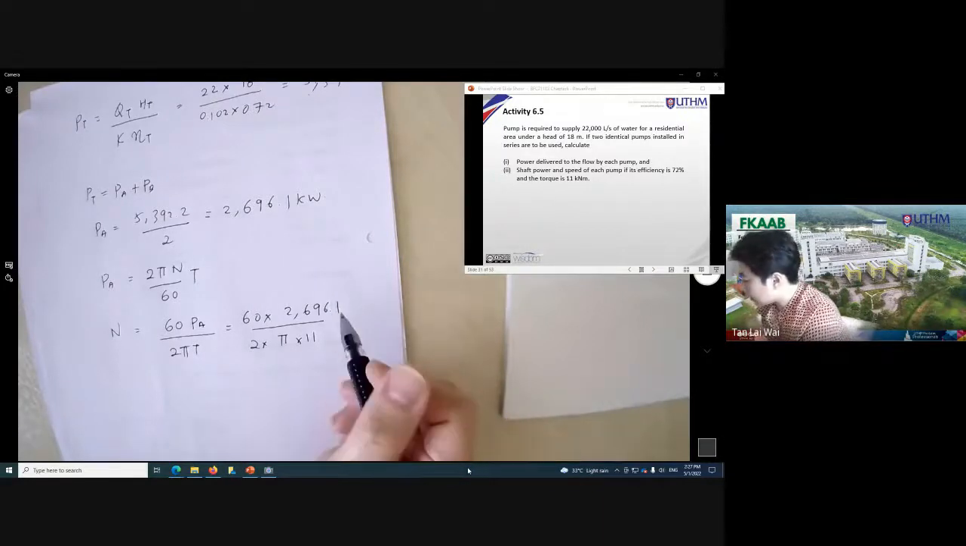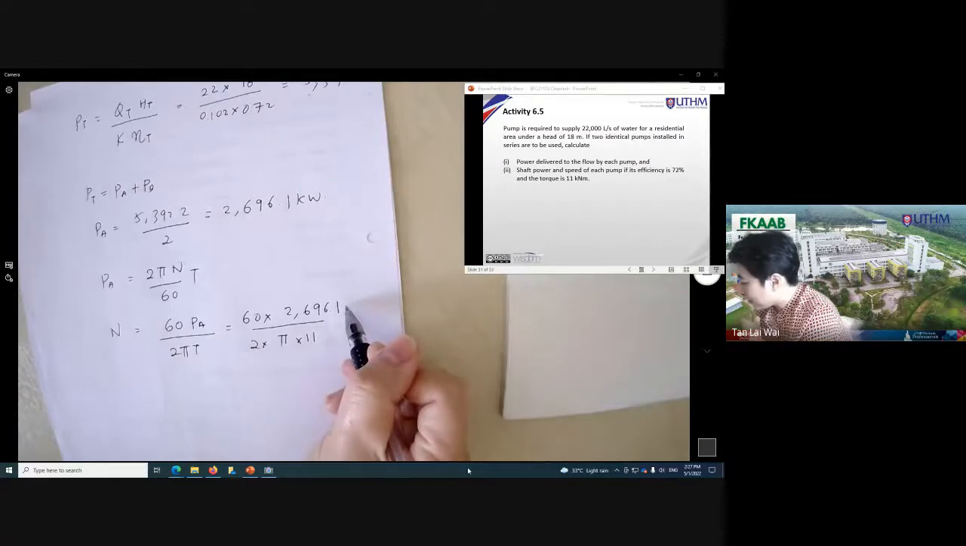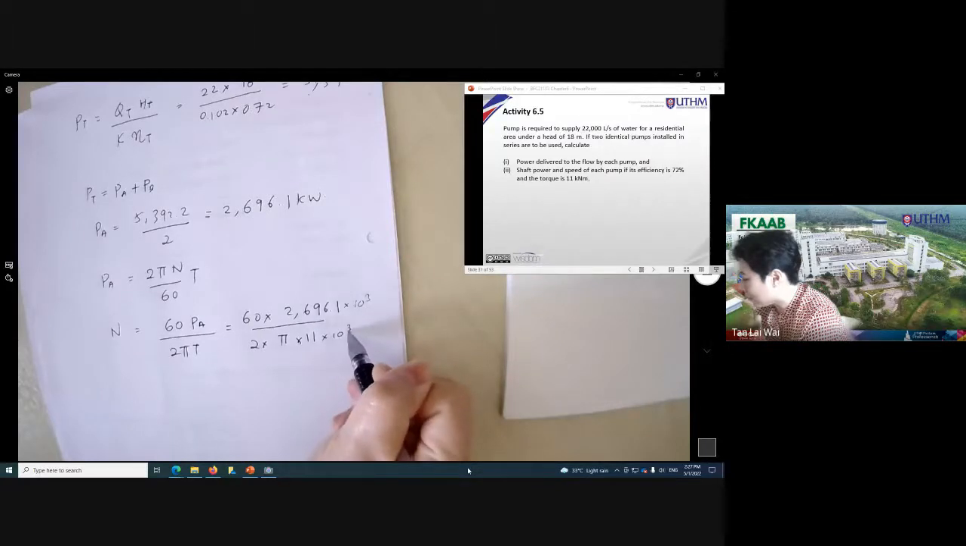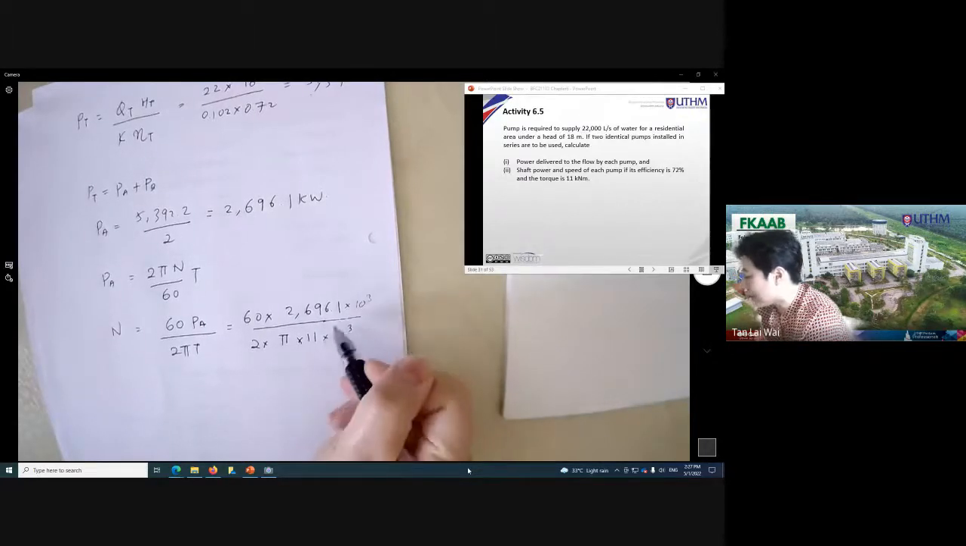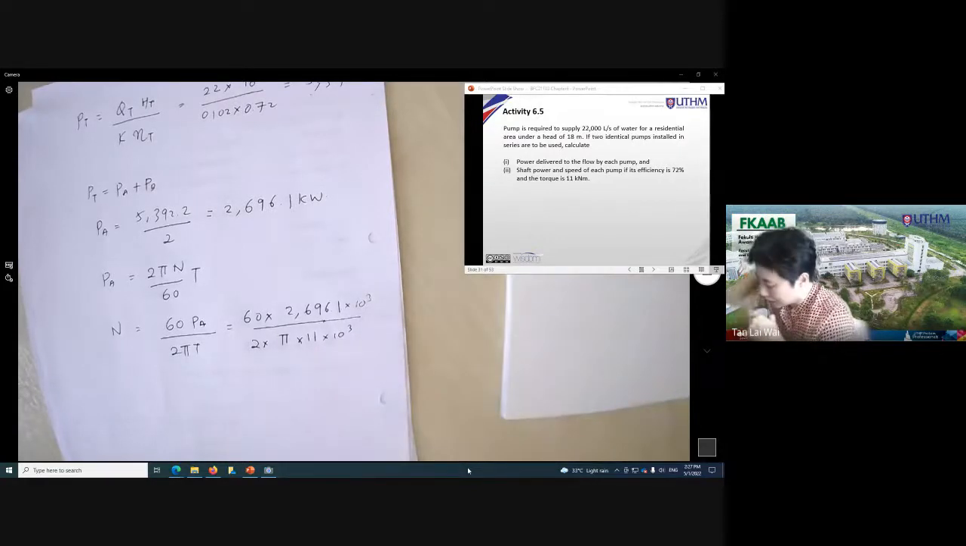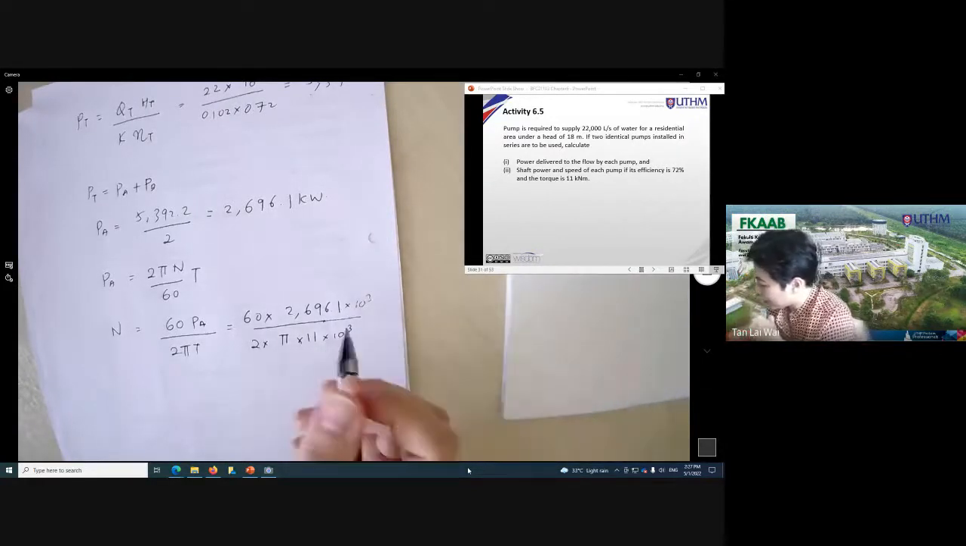Here's the thing, I actually have, this is supposed to be times 10 to the power of minus 3. This is also supposed to be times 10 to the power of minus 3. I could cancel them, since this is in kilowatt and this is in kilonewton meter. However, you can keep them.